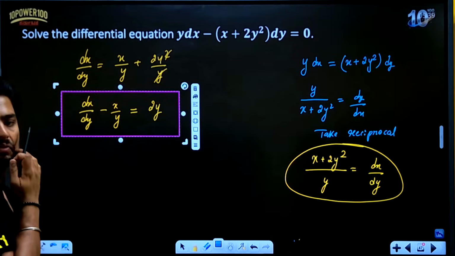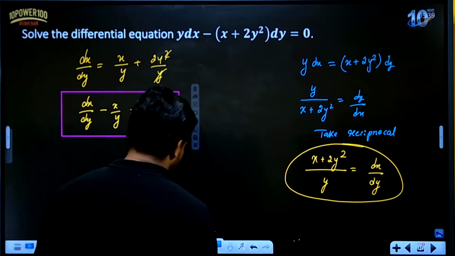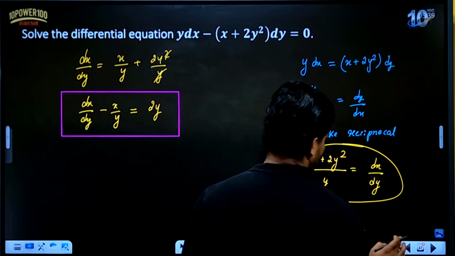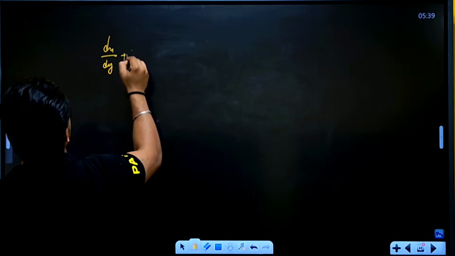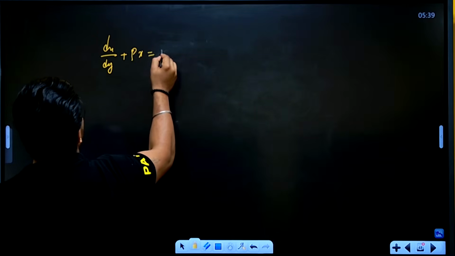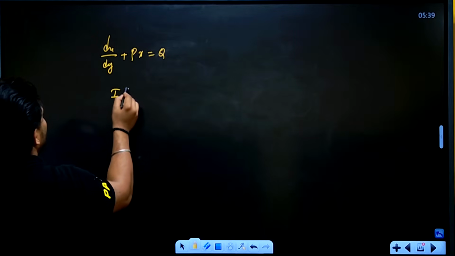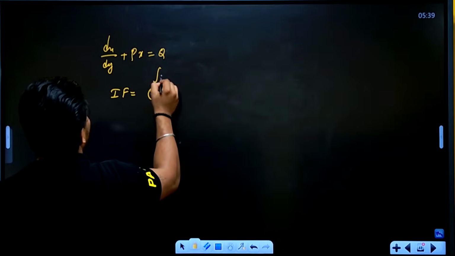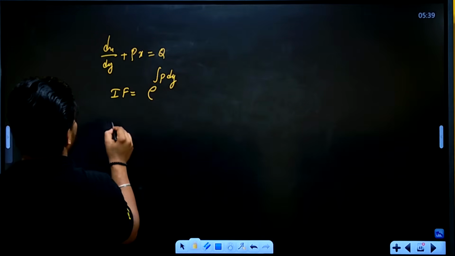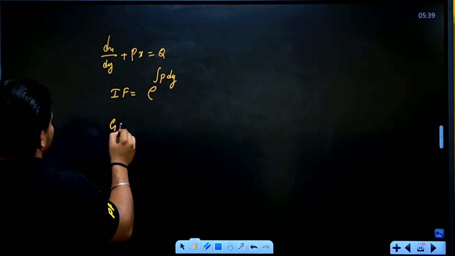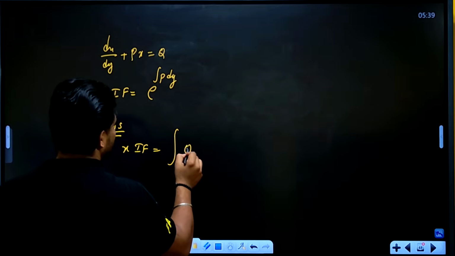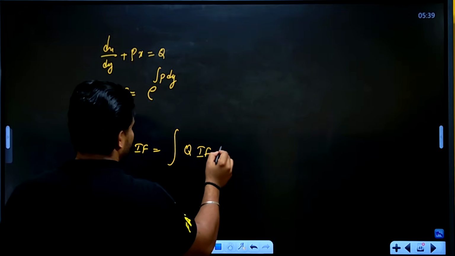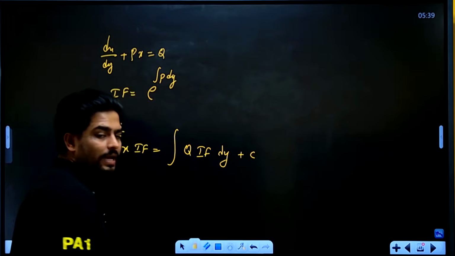So here it is reversed for us. Now this is in the form dx by dy plus px is equal to q. This is reversed. Do you know what the integrating factor becomes? Integrating factor is e to the power integral p dy, children. Integrate p dy. After this, the general solution is x into integrating factor is equal to integration of q into integrating factor into dy plus c.